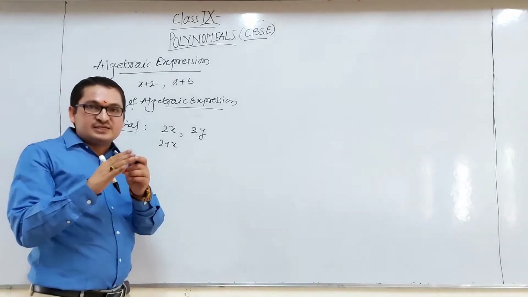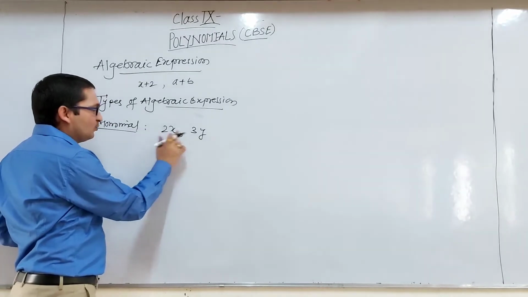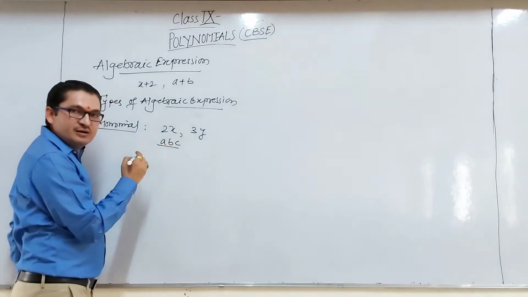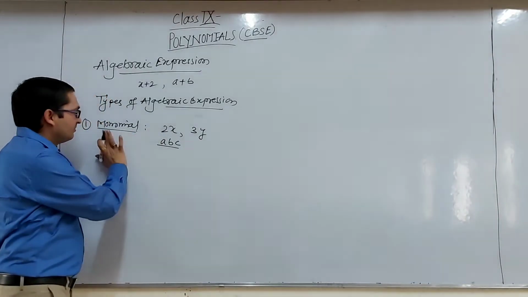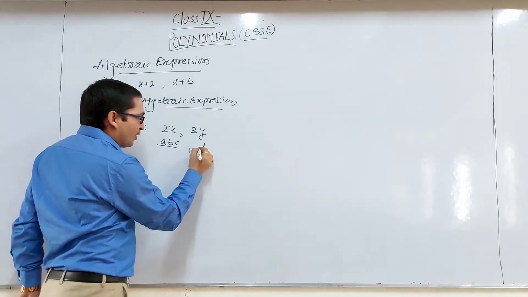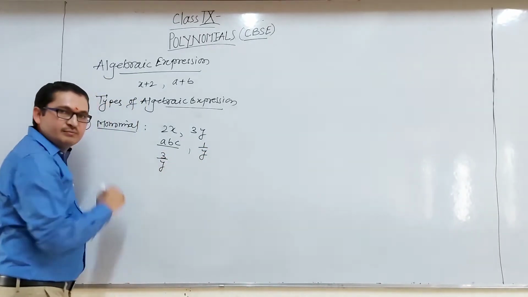Terms means what? Terms are separated by a positive or negative sign. So this is the monomial: 2x, 3y, A, B, C. This is a single term, one term, that is called the monomial. 1 upon y, monomial. 3 upon y, monomial.